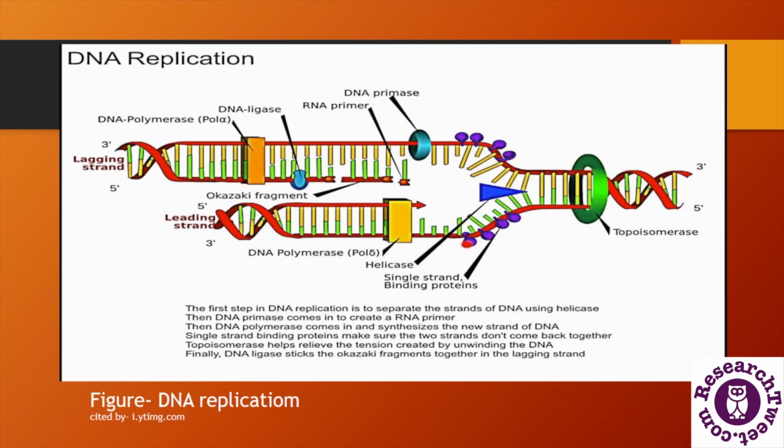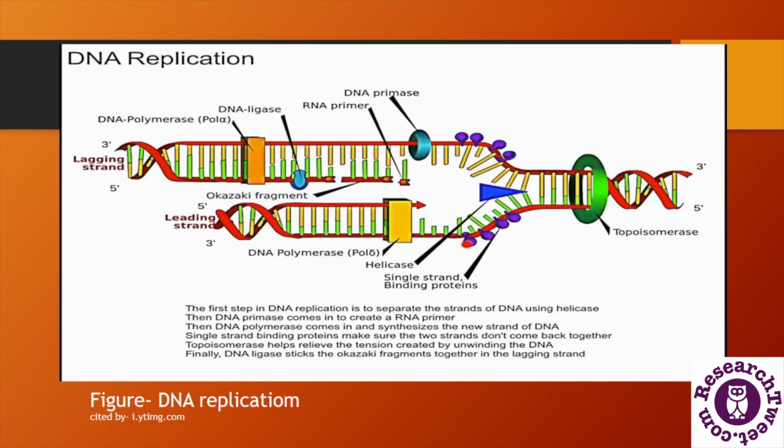Here the single-strand binding proteins come and make sure that the two strands don't come back together and hold both the single strands separately. Now the RNA primer is applied on the new daughter strand, and then the DNA polymerase comes and synthesizes the new strand of DNA. After then the elongation of the DNA chain carries on.